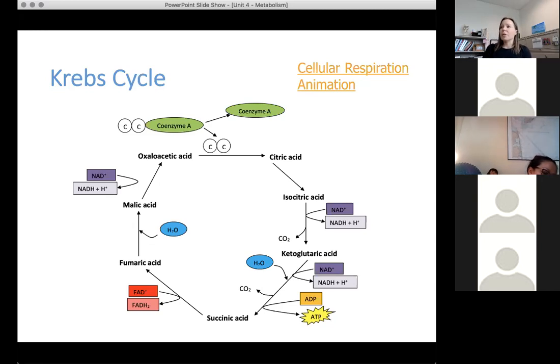And during this step, large amounts of energy are collected and then stored for use in the last step.